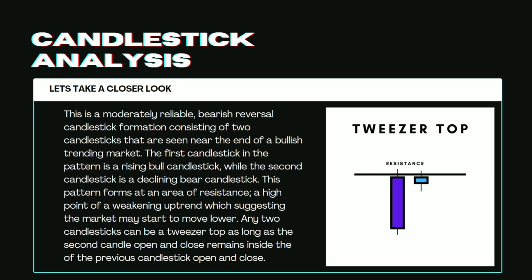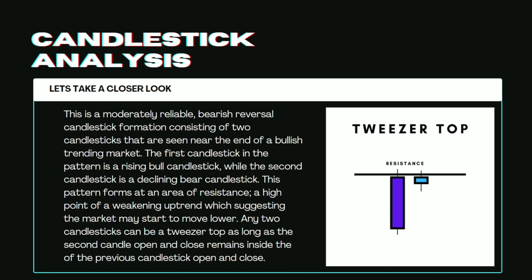Next, here we take a closer look. We see a tweezer top. These usually happen at a level of resistance. This is a moderately reliable bearish reversal candlestick formation consisting of 2 candlesticks that are seen near the end of a bullish trending market.